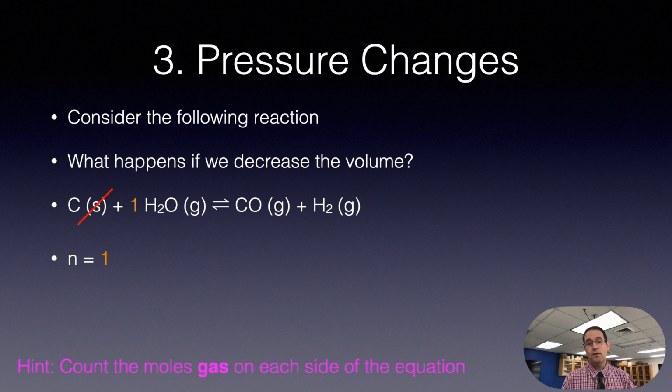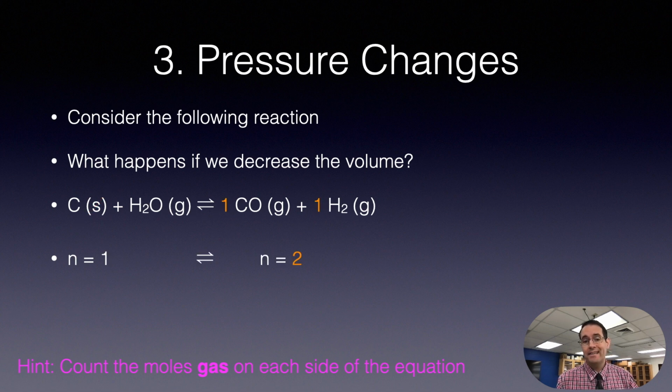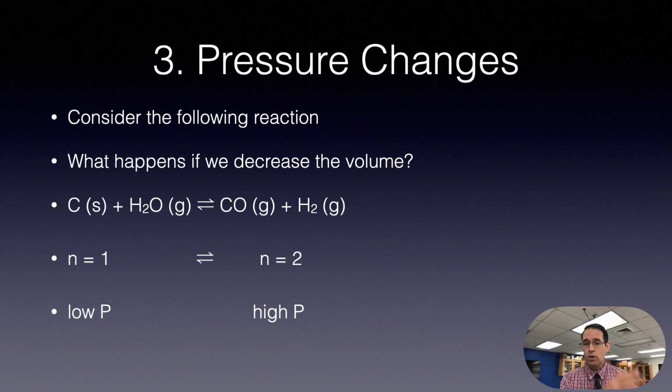On the left, I count 1 mole of water, or 1 molecule of water. So n is 1 on the left. On the right, I have n equals 2. I have 1 CO and 1 H2, so that's a total of 2. I want to go ahead and label the low pressure side and the high pressure side. And then I want to carefully think about this decreasing the volume business, okay?